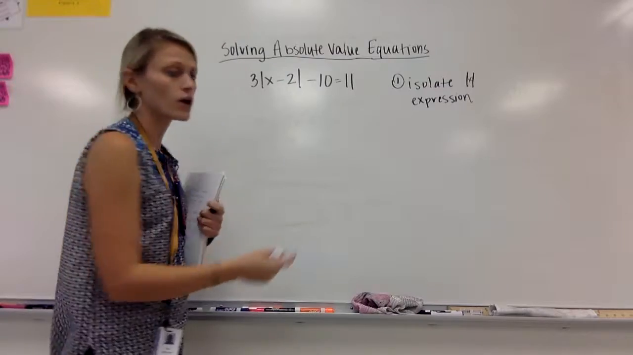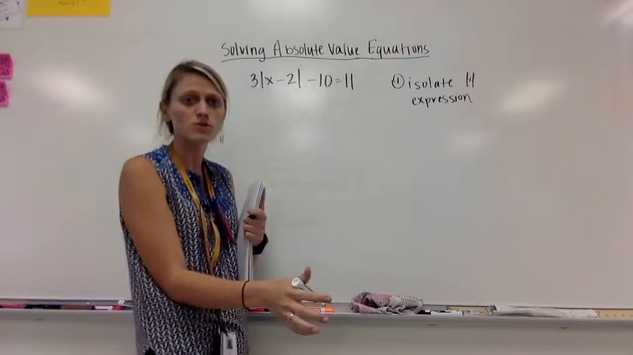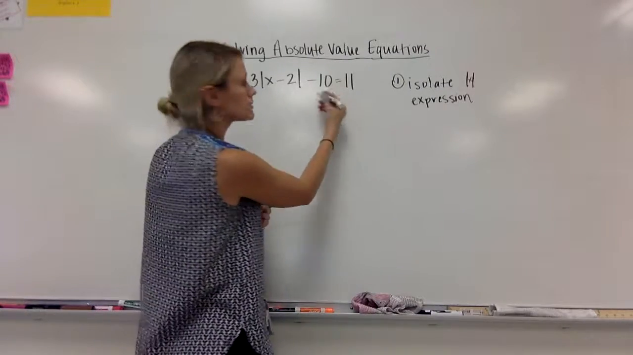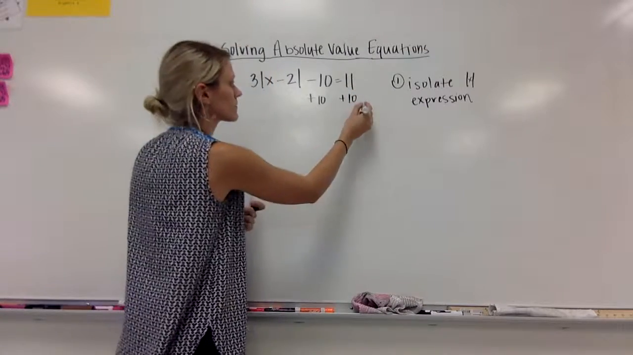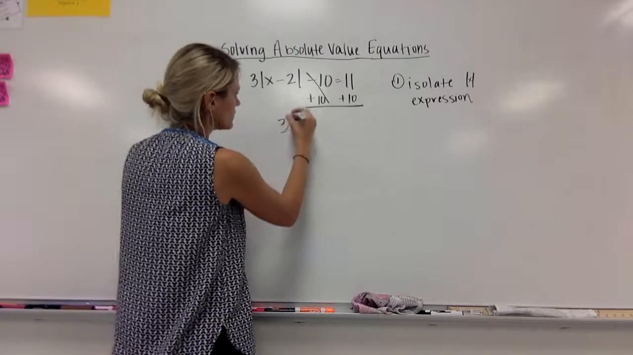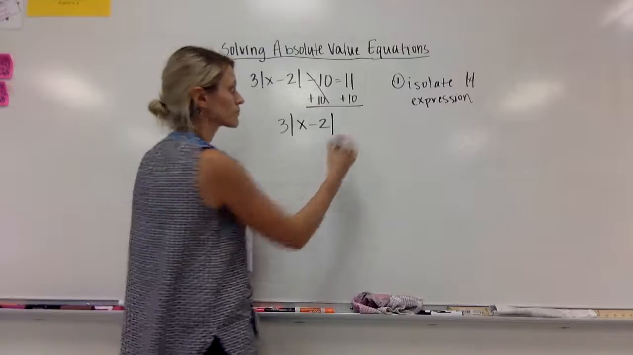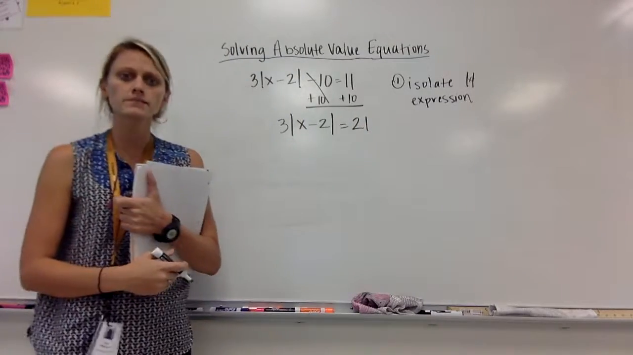That's our first step. So the first thing I'm going to do is move this 10 over, very similar to when you're solving other equations. Okay, so we'll move this 10 over. It's being subtracted, so obviously we will add it. So now I'm going to be left with 3 absolute value of x minus 2 equals 11 plus 10 is 21.